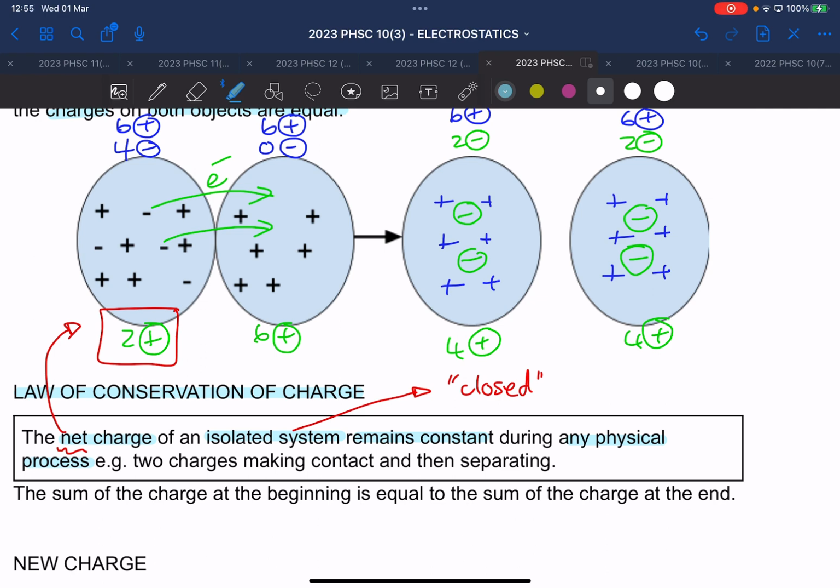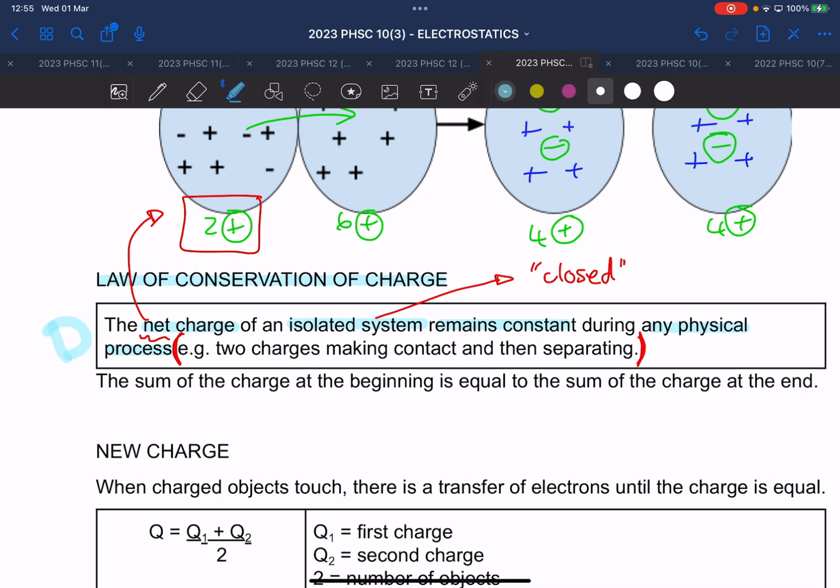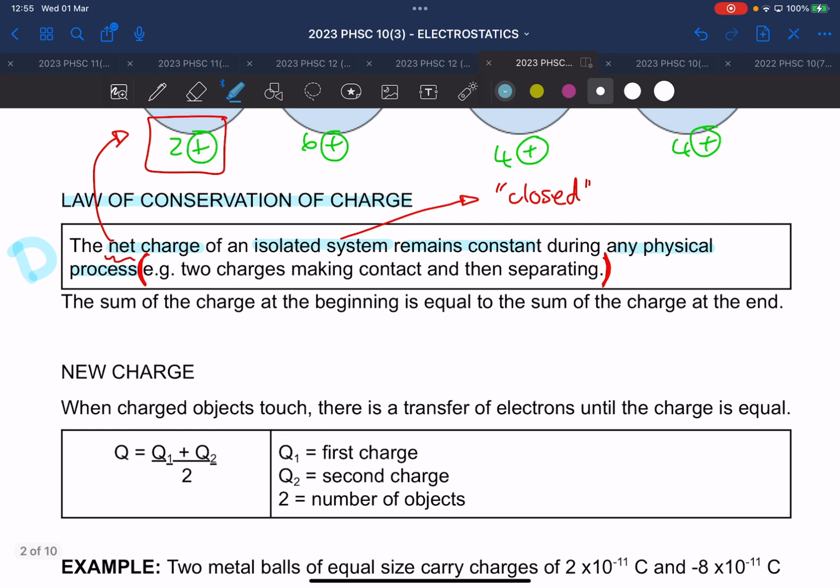Touching, rubbing, and so on. Physical touch. Yes. So that example is not part of the definition. Remember, anything in a block is a definition. So two charges making contact and then separating. At the bottom I said it in another way, so that is not part of the definition. It says the sum. What is sum again? Plus. The sum of the charges at the beginning is equal to the sum of the charges at the end.